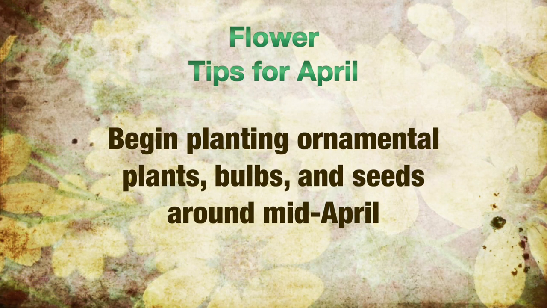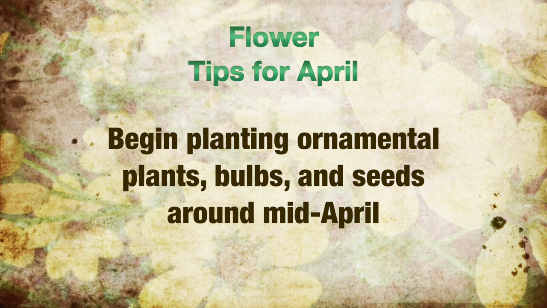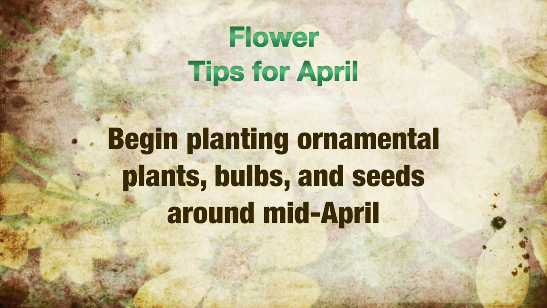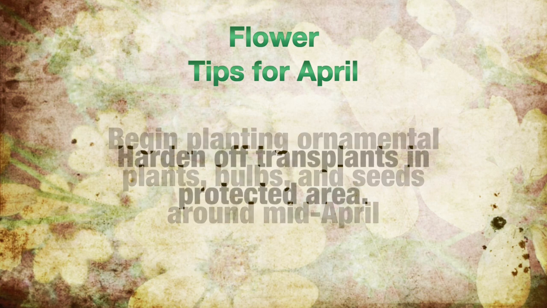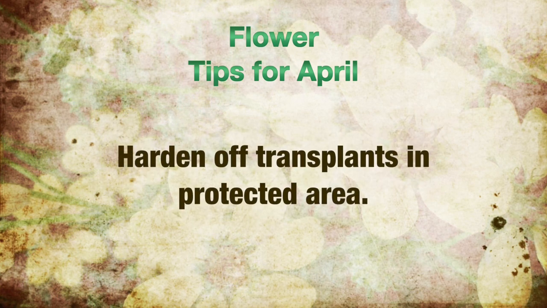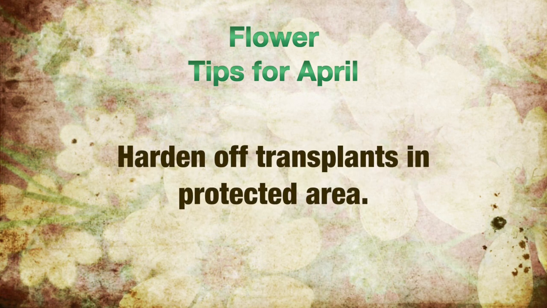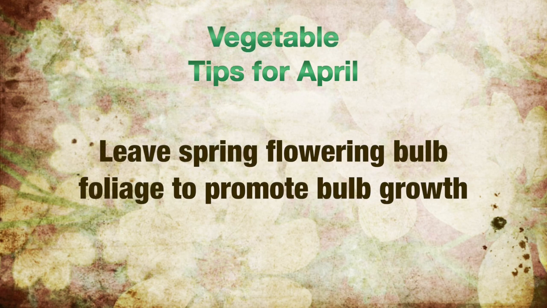Warm season annuals should not be planted until soil temperatures are in the low 60s. Harden off transplants outside in partial protection from sun and wind prior to planting. Let spring flowering bulb foliage remain as long as possible before removing it.